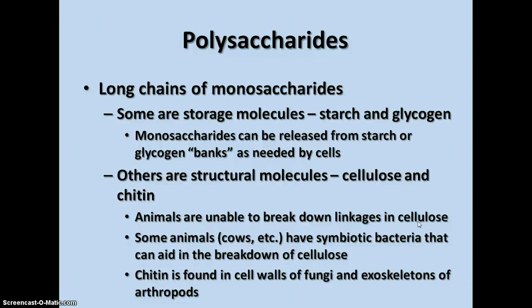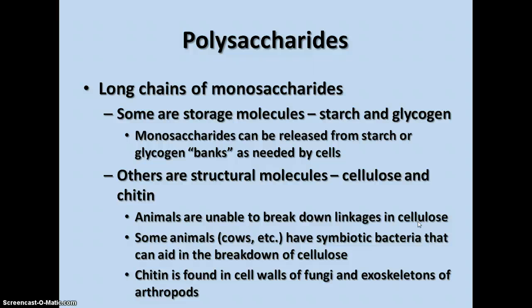Cellulose is the main ingredient in plant cell walls, and what gives plants their structure. Most animals are unable to break down the linkages in the cellulose. Humans are specifically unable to do this. Some animals, like cows and other kinds of animals that eat grass and other kinds of plant material, have bacteria in their gut that are symbiotic.